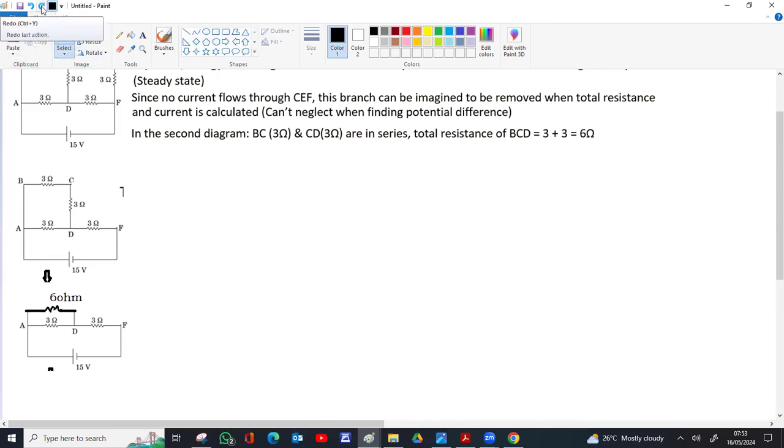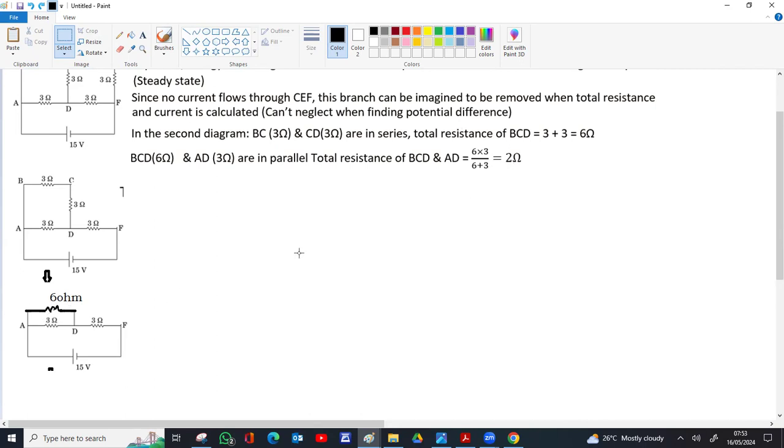The parallel combination resistance is directly product of the resistors by sum of the resistances. Rp equal to R1 R2 by R1 plus R2. The rule is 1 by R equal to 1 by R1 plus 1 by R2. But if we take LCM on the right side and take reciprocal, it will be Rp equal to R1 R2 by R1 plus R2. 6 into 3 by 6 plus 3. The total resistance of this parallel combination will be 2 ohms.